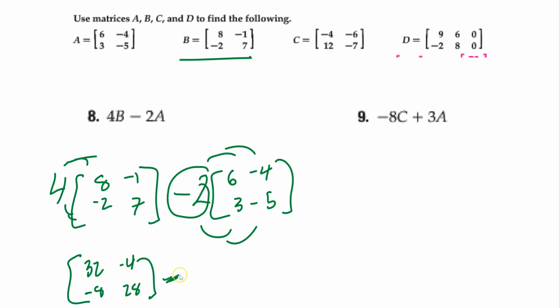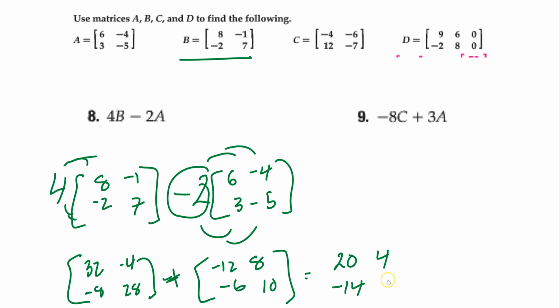For me, it's a little easier. So I'm going to get a plus here instead, and multiply negative 2 times all of them. Now, since I distribute the negative, I'm just going to add these. So 32 plus negative 12 is 20. Negative 4 plus 8 is 4. Negative 8 plus negative 6 is 14. And 28 plus 10 is 38.